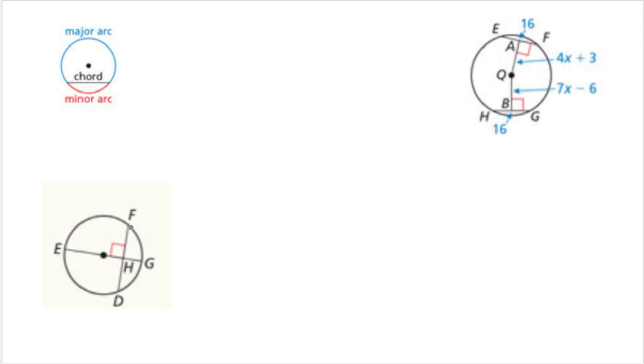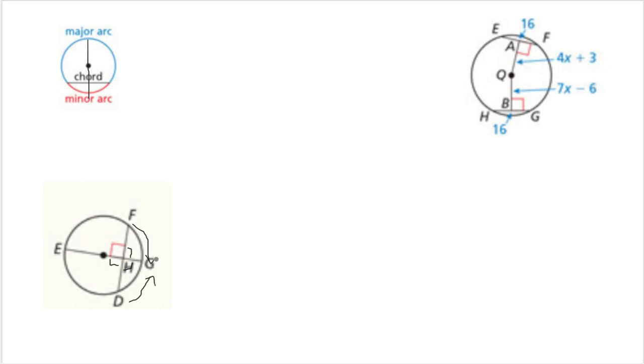What's cool about a chord is no matter where it crosses, there will be some diagonal that cuts through it. So it doesn't matter where in the circle, we can create a diameter that cuts through it. That will make a right angle. Because that's a right angle, this is right angle, right angle, right angle, which means that F to G is going to be the same distance from D to G.